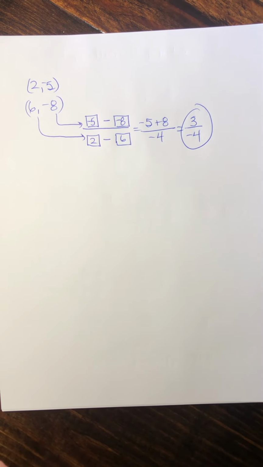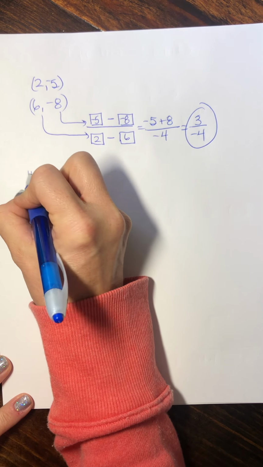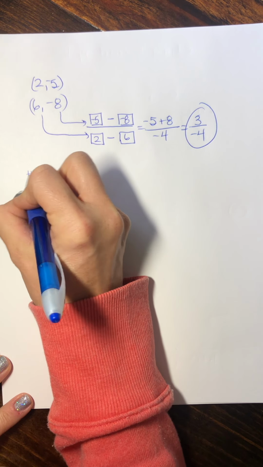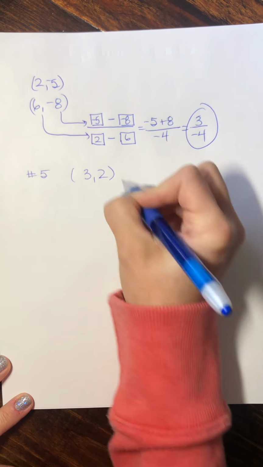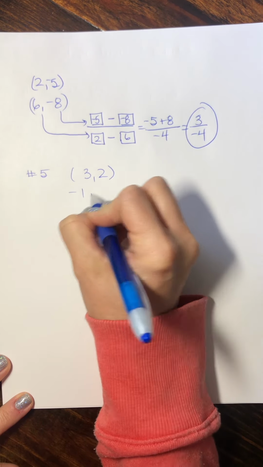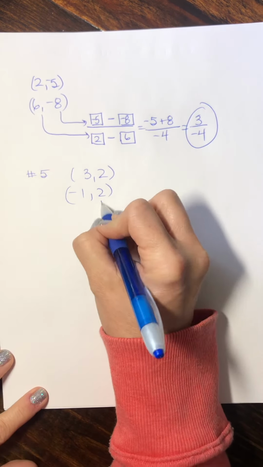It can't be reduced, and so there you go. All right, these last two examples I want to talk about. So this is example number 5. Example number 5 says, take 3 comma 2 and negative 1 comma 2, and something weird's going to happen.